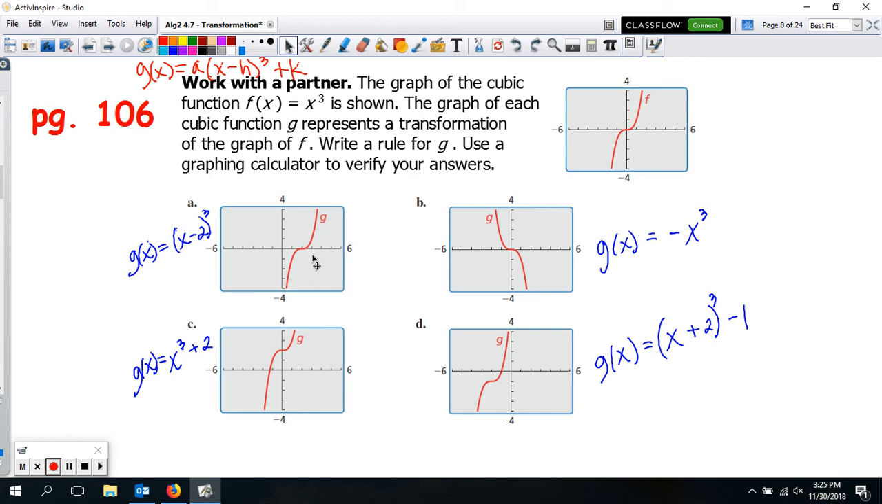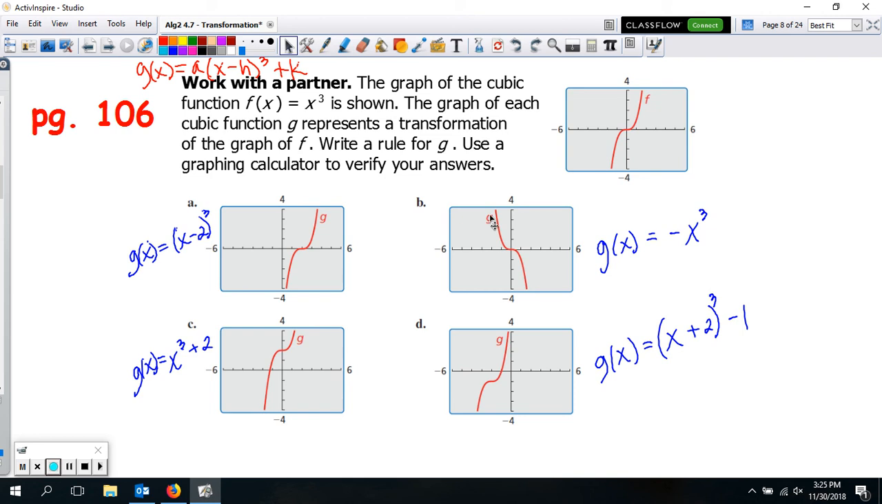So here are four other graphs that are also x to the third functions, but there's a little bit of a transformation going on. Letter A, you can go and write this down. It's g of x is equal to what this is here. You can see it's moved to the right a bit, and so that means it's going to be an h number if it's moving left or right. It's x minus 2 inside here, and then to the third power.